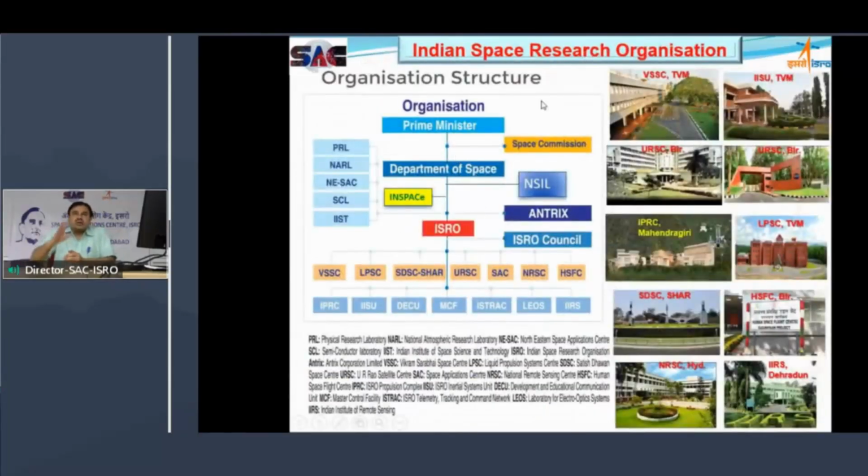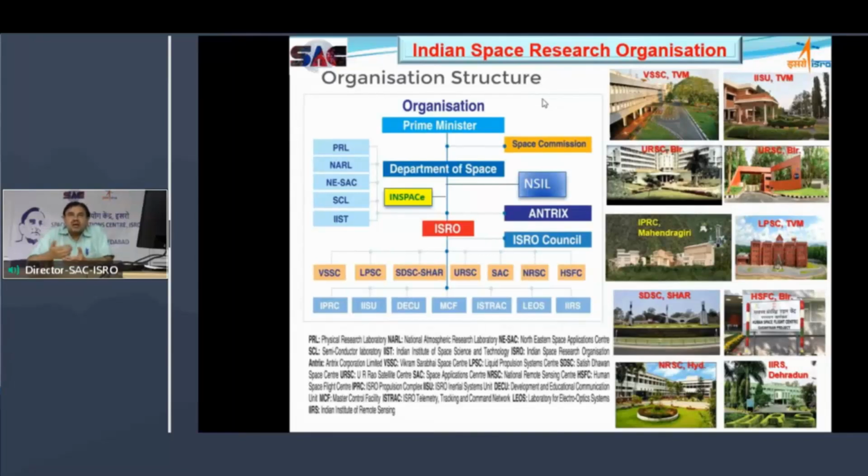This is ISRO, so I will not go much into the detail. It works directly under the Honorable Prime Minister of India, with the Space Commission guiding all the activities of the Department of Space. On the right-hand side, you are seeing very beautiful pictures of various campuses of ISRO spread all across the country. They are worth visiting whenever you get the chance after this pandemic is over. Please do visit some of these centers and we will facilitate your visit to any of them.